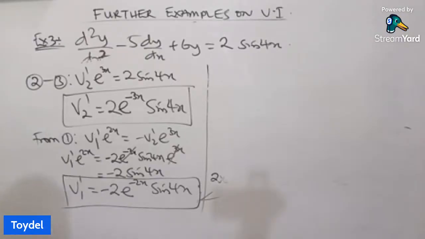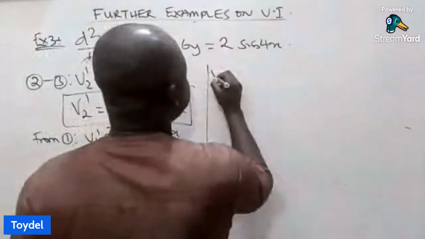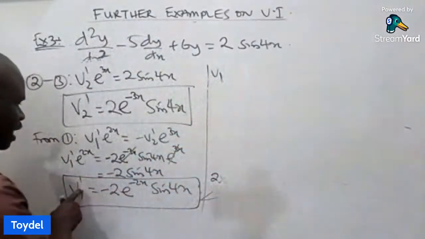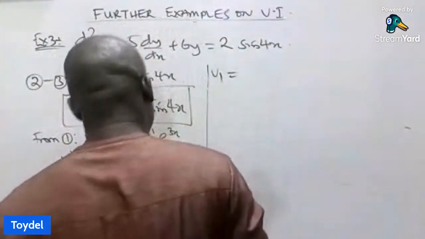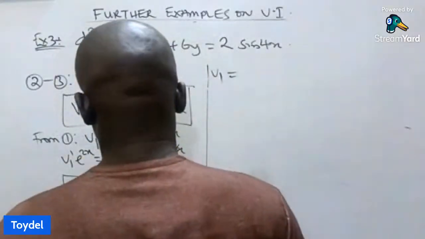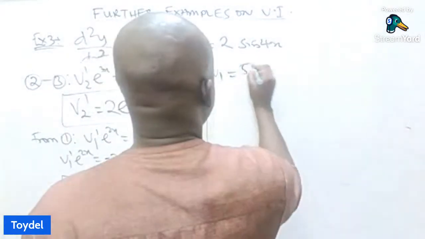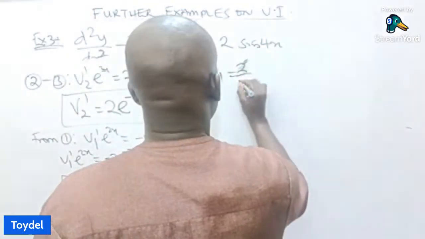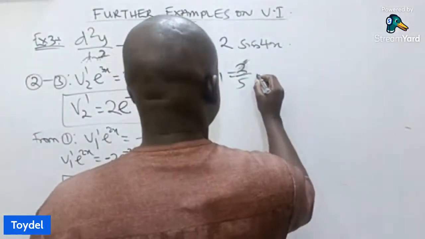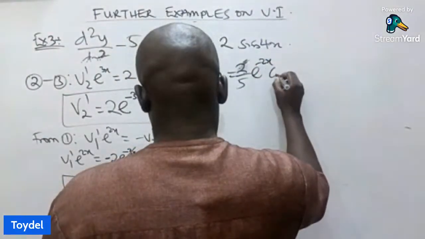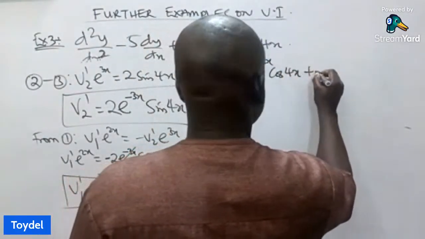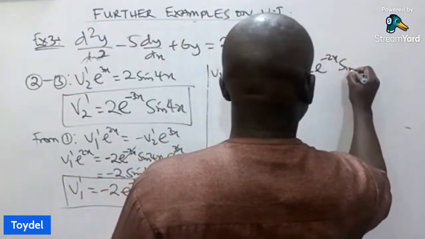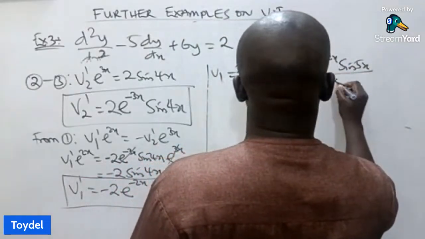If you integrate v1 prime correctly, you are going to get what I'm about to write on the board. You are going to get 2/5 exponential minus 2x cos 4x plus exponential minus 2x sine 4x over 5.